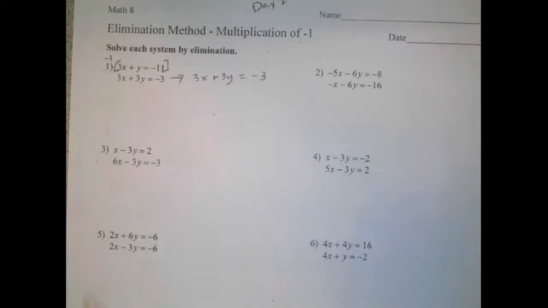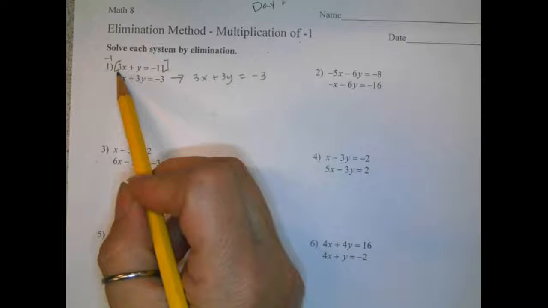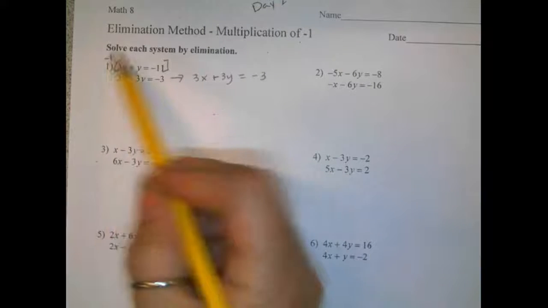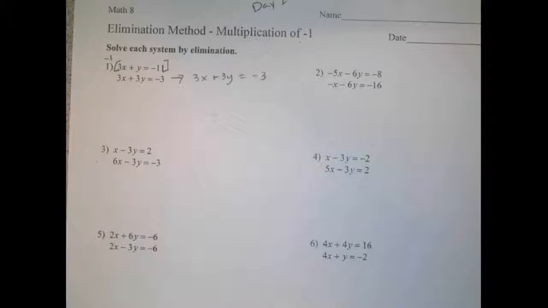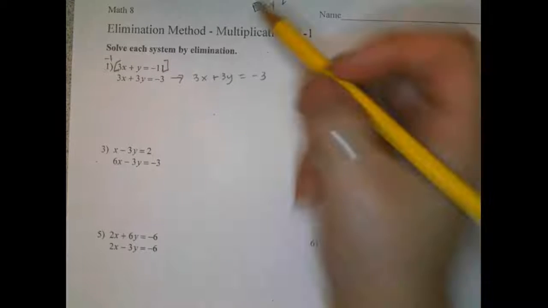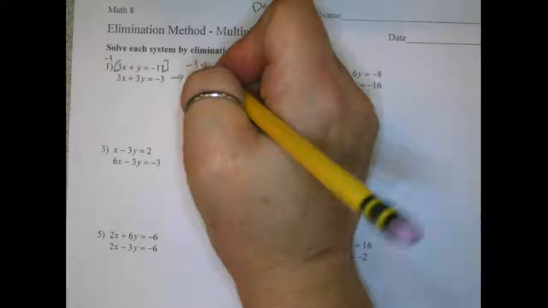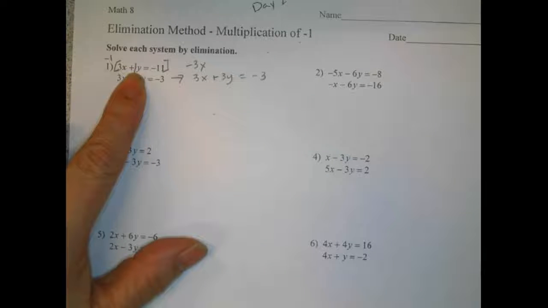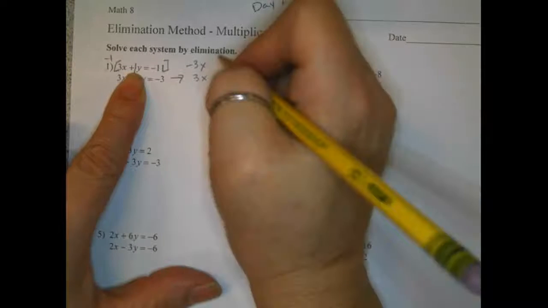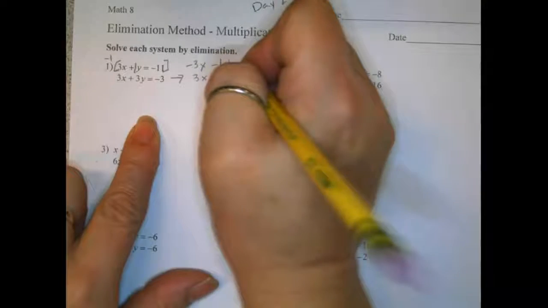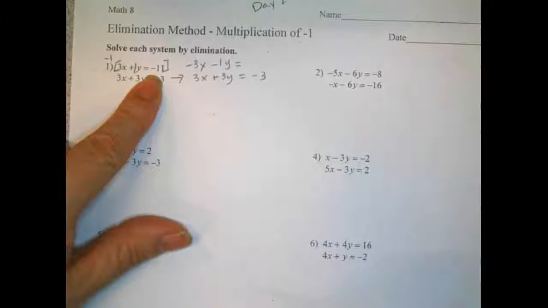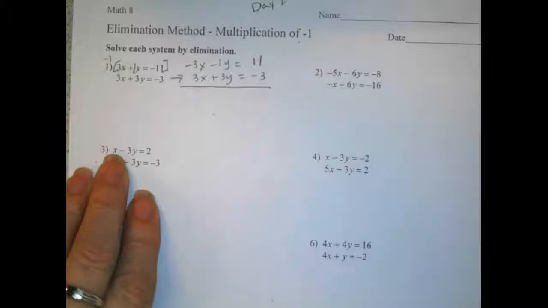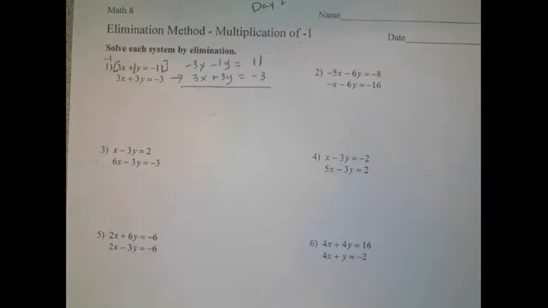Now the top one, I'm going to multiply by a -1, which means that I'm going to change every sign. So a -1 times a positive 3x becomes what? -3x. A -1 times a positive 1y? -1y. And what is a -1 times a -11? Positive 11.